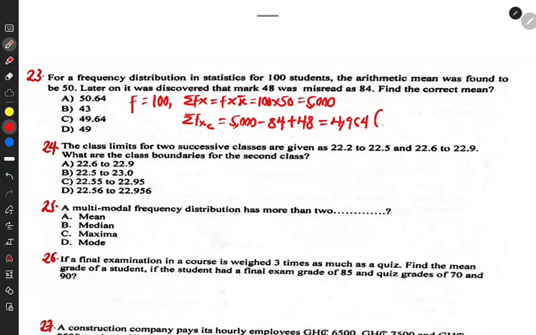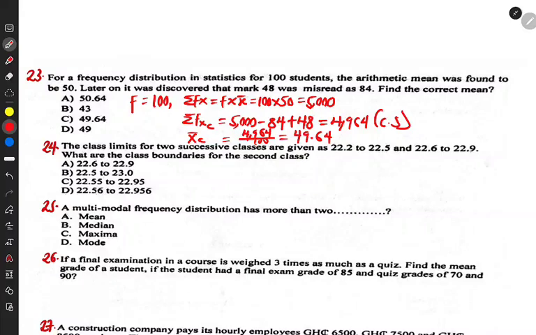4,964. So this is actually what? The correct sum. Okay, so once you have the correct sum, then we can proceed to find the correct mean. So the correct mean is supposed to be the correct sum, 4,964, divided by the frequency of 100. So what do we get? We're going to get 49.64. Very simple, and you are good to go.